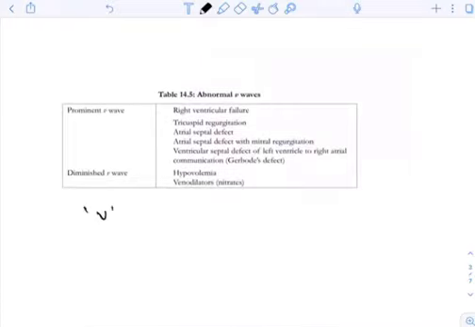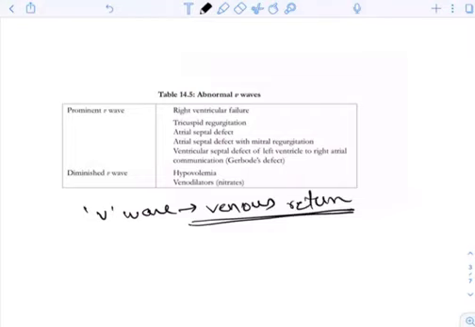Now we know the importance of V wave. V wave is for venous return. So either there is some problem in the venous return, or there is a problem in the atria for accommodating the volume of the venous return. So we will see what are the causes of prominent V wave and diminished V wave. Prominent V wave is seen in cases of tricuspid regurgitation, and atrial septal defect with mitral regurgitation.